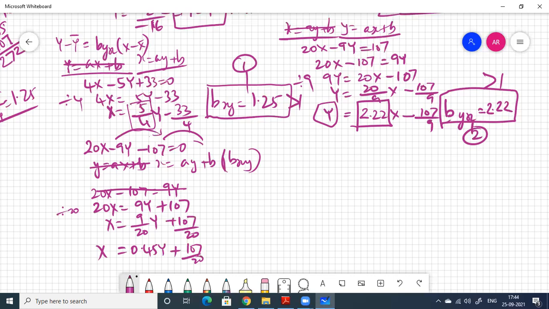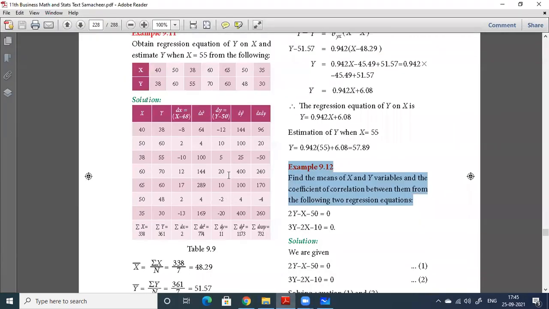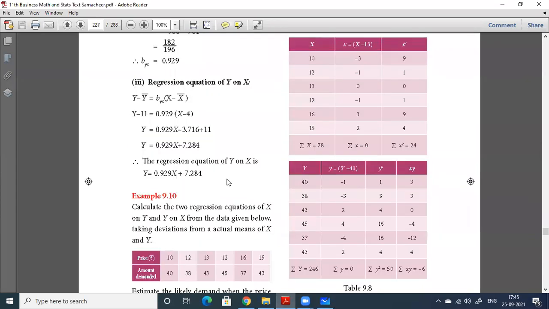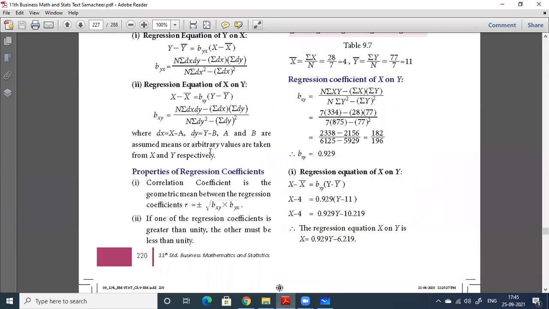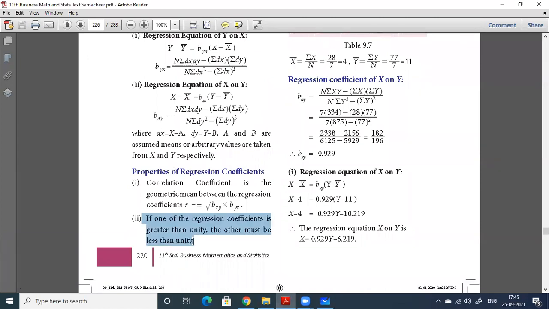x equal to. So b of xy is equal to 0.45. This is the correct value. Previously, what was there? This is greater than 1. This is also greater than 1. If you see your textbook, what is the property that should not be there? One of the regression coefficients is greater than unity, the other must be less than unity. Can you see that?